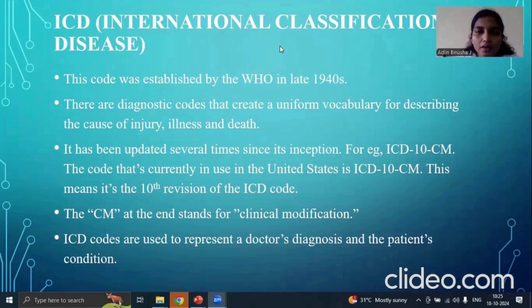ICD was established by the World Health Organization in the late 1940s. There are diagnostic codes that create a uniform vocabulary for describing the cause of injury, illness, and death. Actually, it is in alphabetical order. First, there is the alphabetical table and the tabular list. In the alphabetical list, they will give all the diagnostic codes.